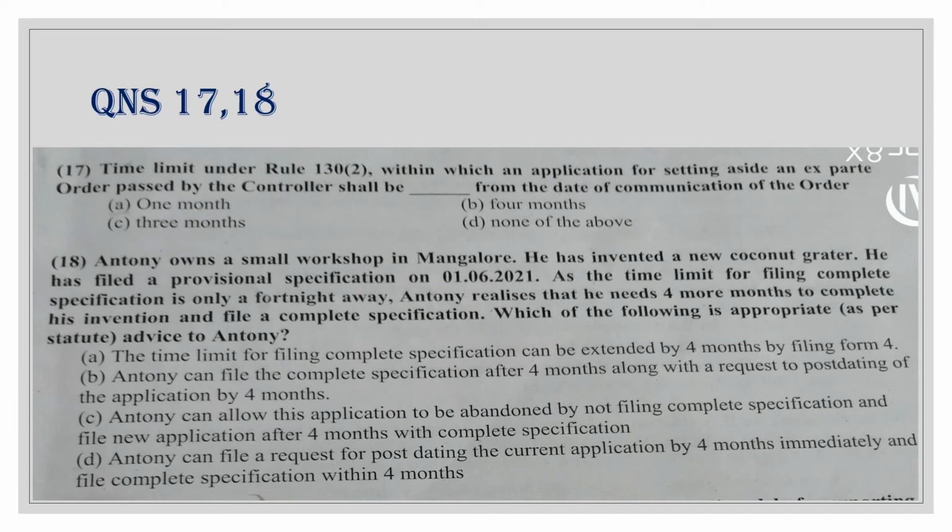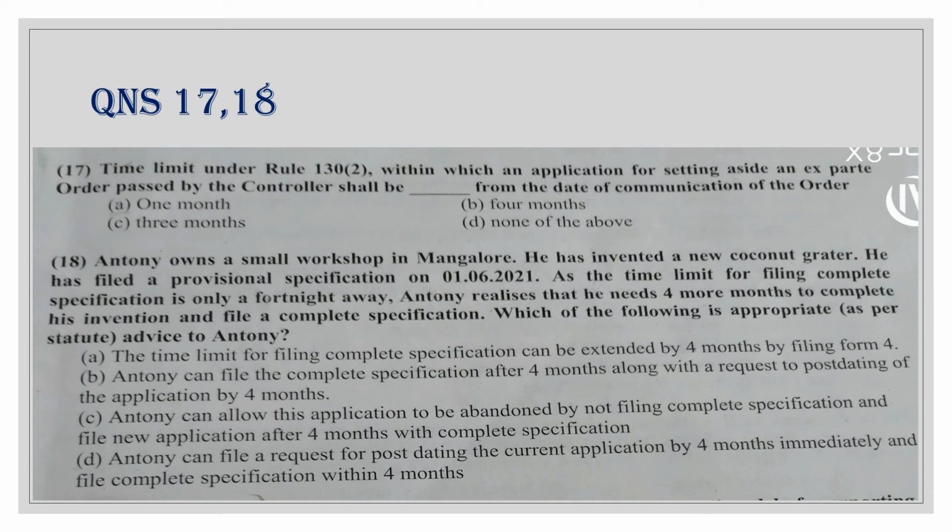So here we can analyze this by going through the options. Option A says the time limit for filing complete specification can be extended by 4 months by filing form 4. Option B says Anthony can file the complete specification after 4 months along with a request to post date the application by 4 months.